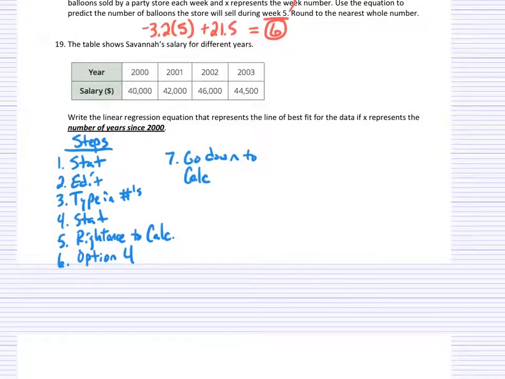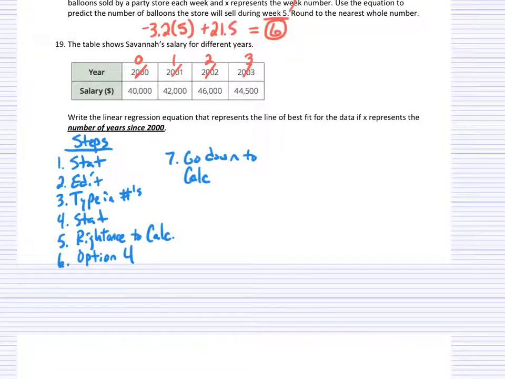Number 19, the table shows Savannah's salary over the different years, and it says we need to find the linear regression equation based on a number of years since 2000. Now this means the year 2000 is actually year 0, the starting year. This would be 1 year later, 2 years later, and 3 years later. Now I wrote the steps to take on your calculator down here in blue. You may want to include that on your note card in case you cannot remember these steps.